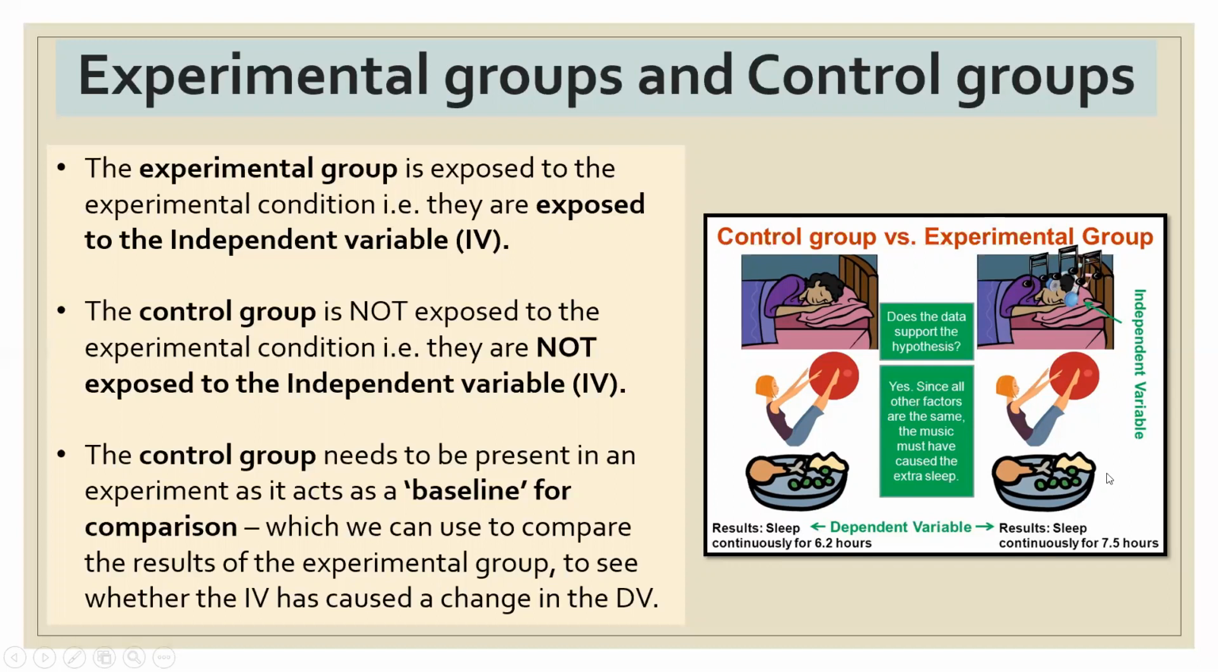Now, this is the experimental group because this person is listening to music, but she's also exercising and eating healthy, and she is sleeping continuously for 7.5 hours, which is quite a long time. Now we're looking at the control group. She doesn't have earphones on. There's no music there, so obviously she's not exposed to the IV because she's the control group. But she's also eating healthy and exercising, so the same other factors are there. It's just the IV that's different. So there's no other factor that should explain any extra sleep except for the music. Obviously she also sleeps well. She sleeps continuously for 6.2 hours.